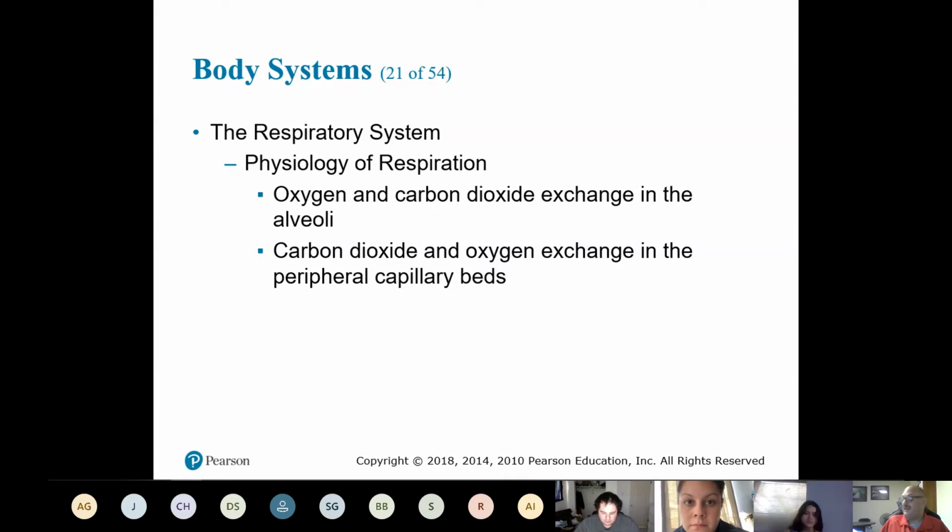That's one way the body controls the acid-base balance. We exhale excess carbon dioxide. Because carbon dioxide, wakala.